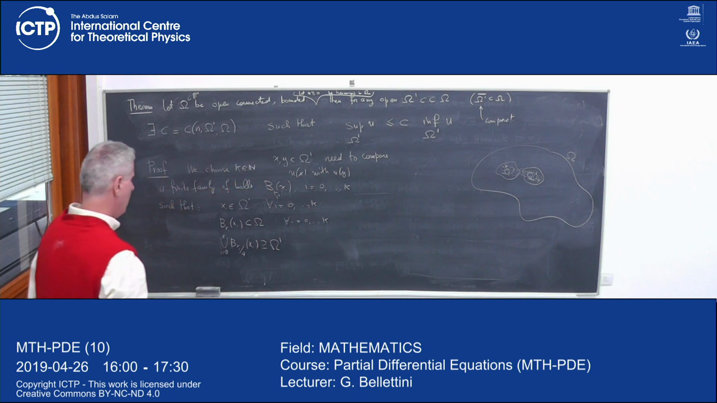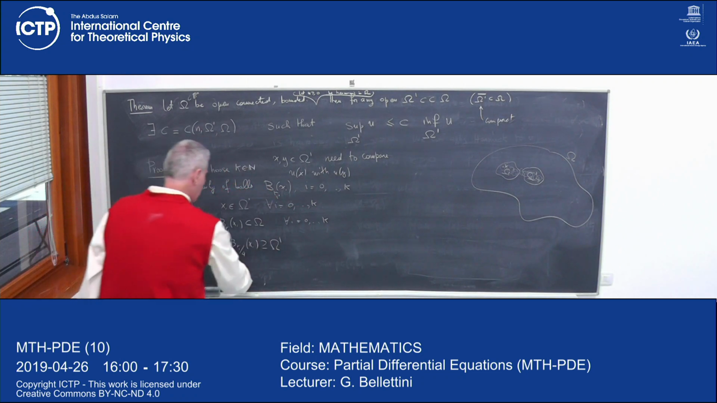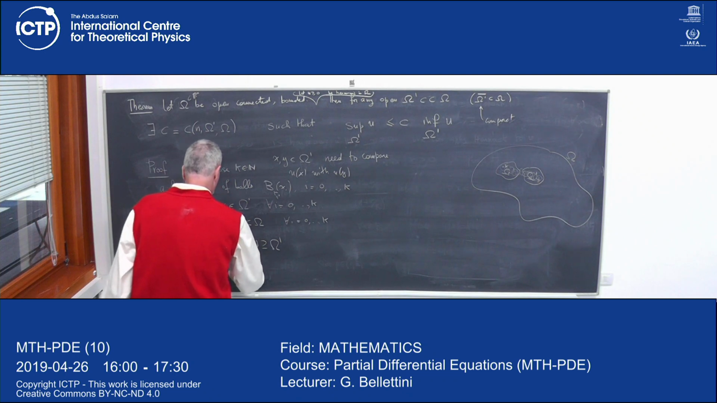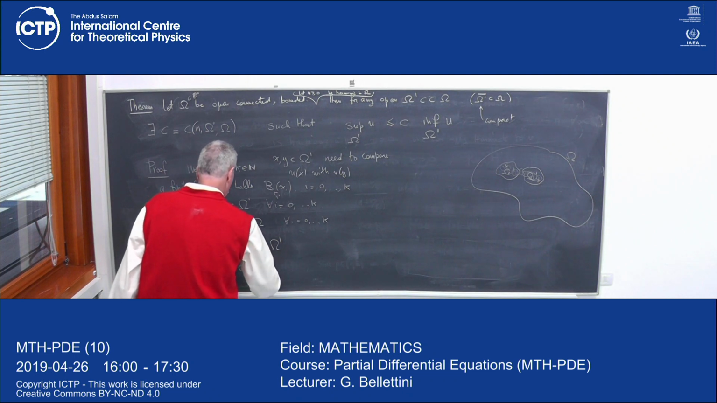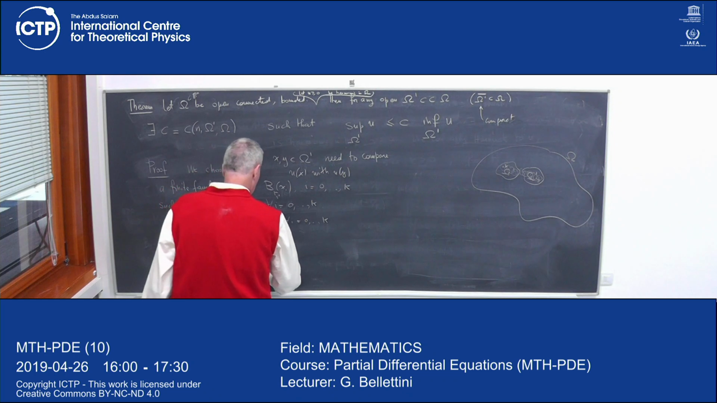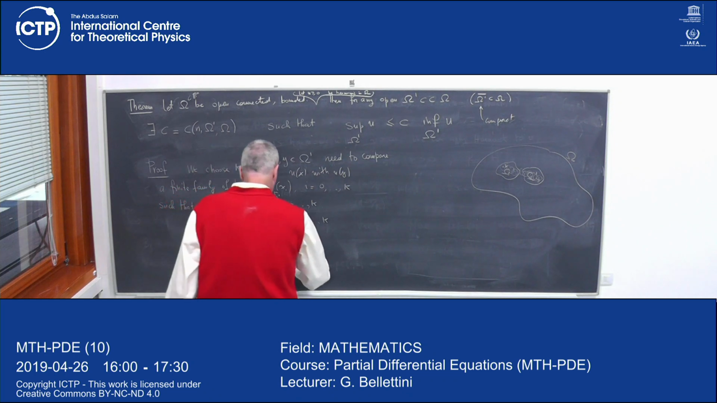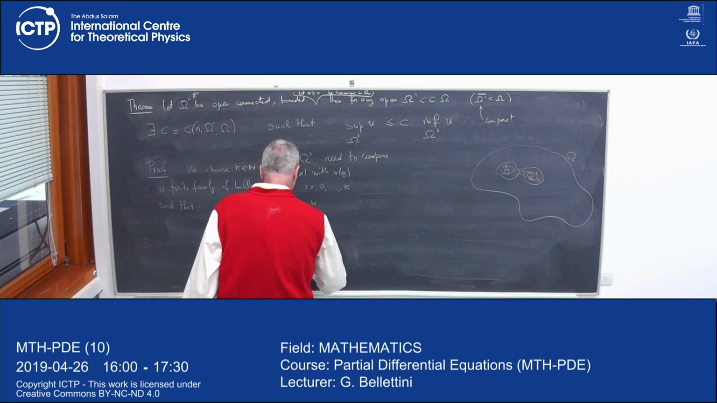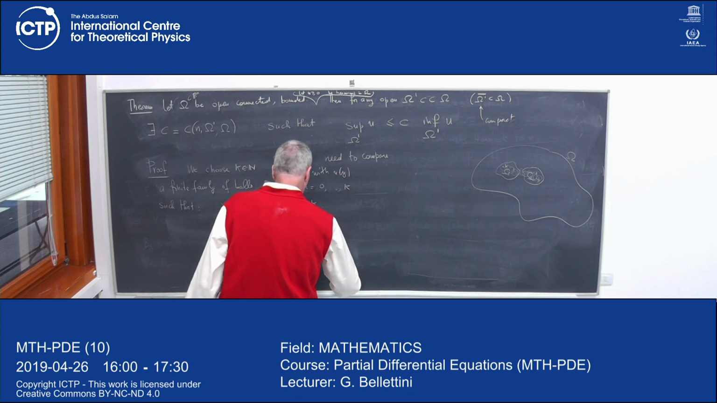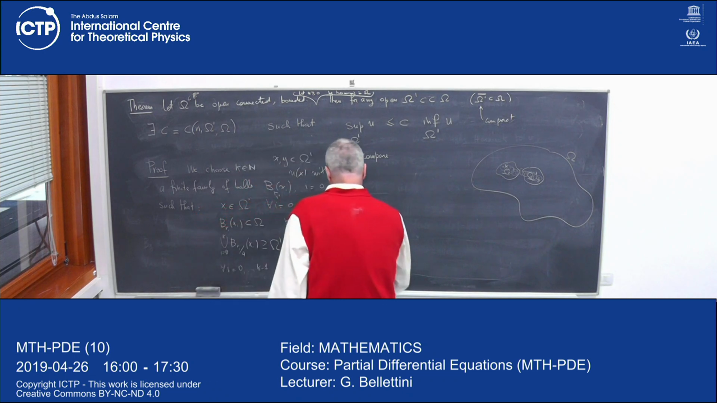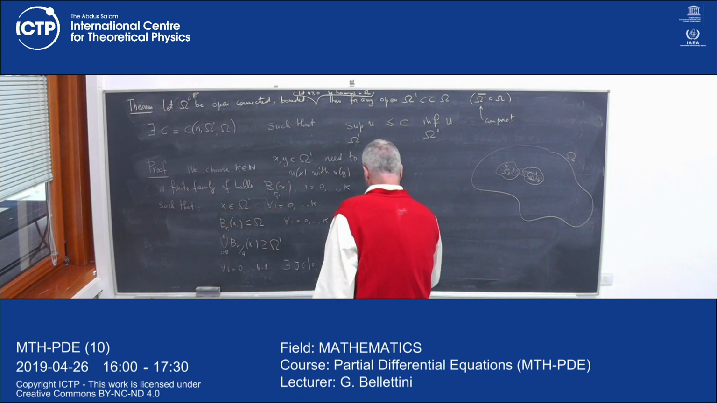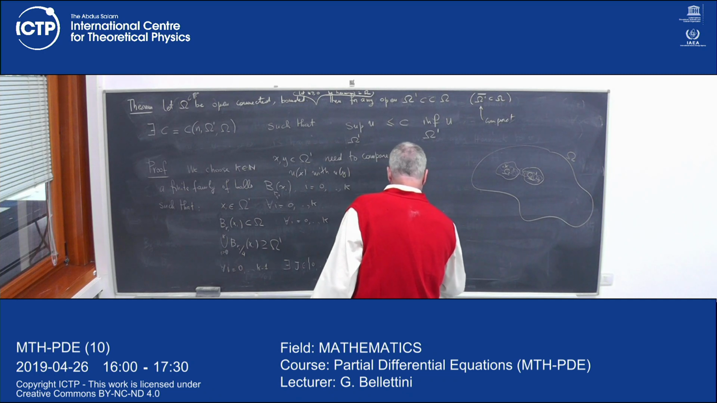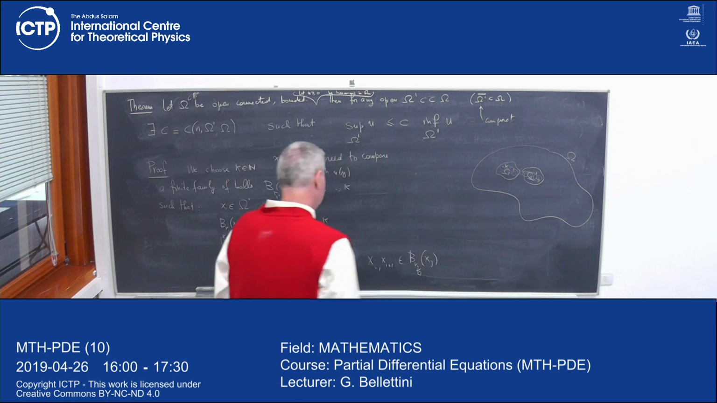1, 2, 3, and then maybe another condition. So for any i from 0 to k minus 1, there exists j from 0 to k such that x_{i+1} belongs to B_{r_j/4}(x_j).